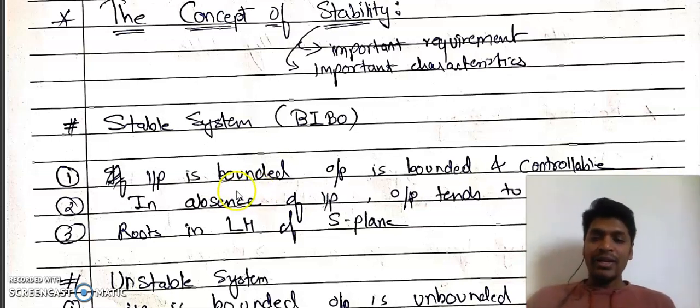Second point is if we are not giving the input. If the fan is on and I switch off the supply, means I am taking out the input, then the output tends to be 0. After some time, the revolution of the fan will come down to 0. So for a stable system, this is the necessary condition: if you remove the supply, the output should be 0 after some time. And the roots, or you can say the poles, of this system, wherever I say roots I mean the denominator roots, that is poles, should lie in the left half of the S plane, right?